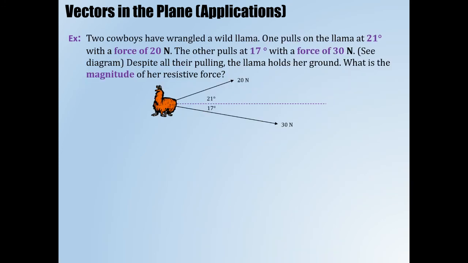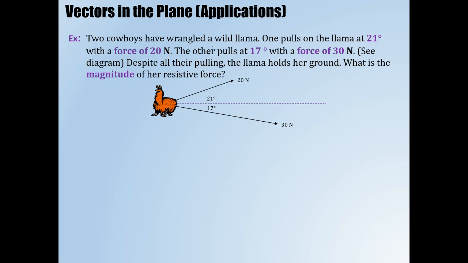So let's take a look at this one. This picture that I drew for you. Two cowboys have wrangled a wild llama. One pulls on the llama at 21 degrees with a force of 20 newtons. The other pulls at 17 degrees with a force of 30 newtons. It's in the diagram. So they're going in different directions. But despite all of their pulling, the llama holds her ground. What is the magnitude of her resistive force?